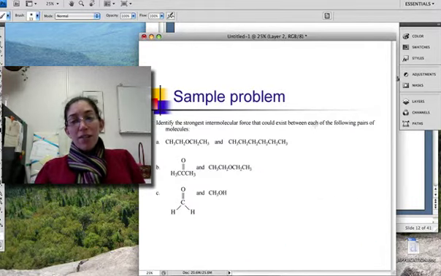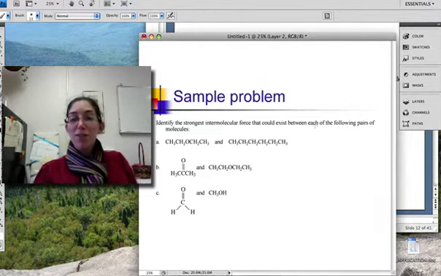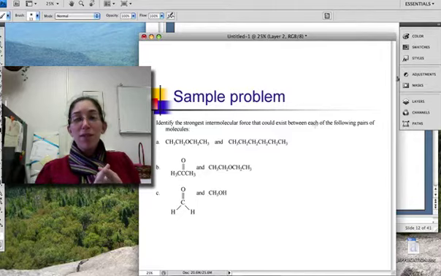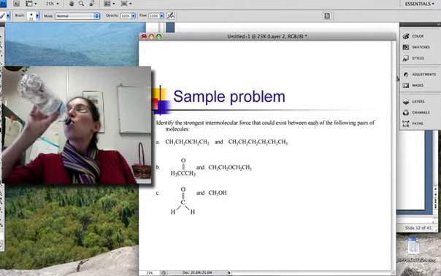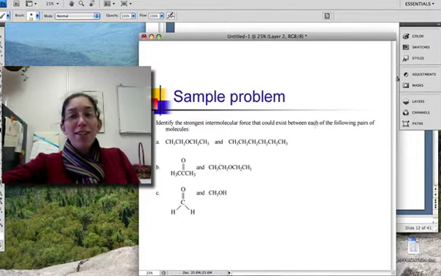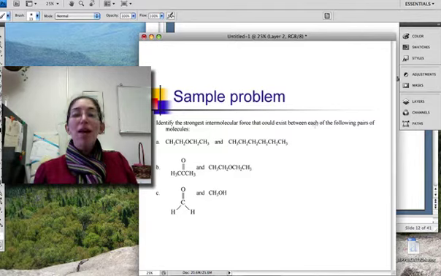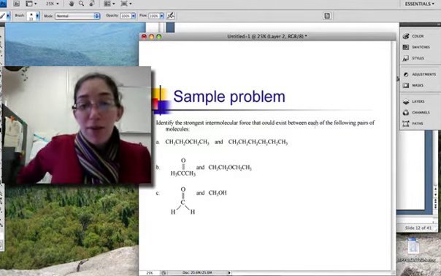Identify the strongest intermolecular force that could exist between each of the following pairs of molecules. So first of all, what are the intermolecular forces we've talked about? London forces, dipole-dipole interactions, and hydrogen bonding. Which one is the weakest? London forces. London forces are the weakest.